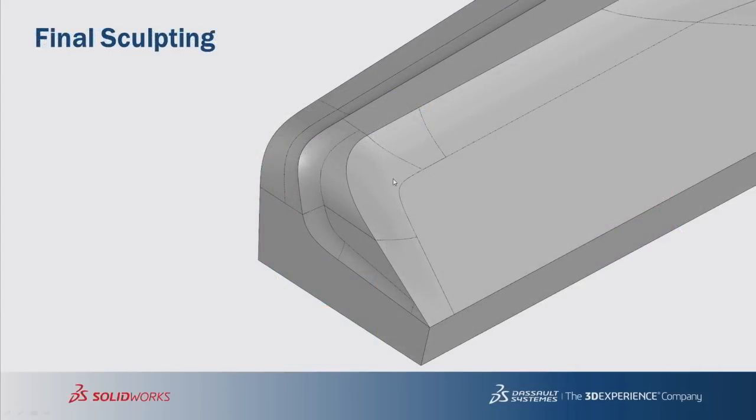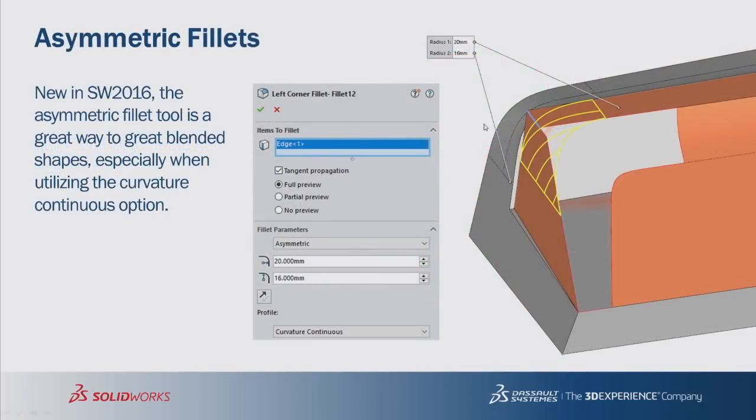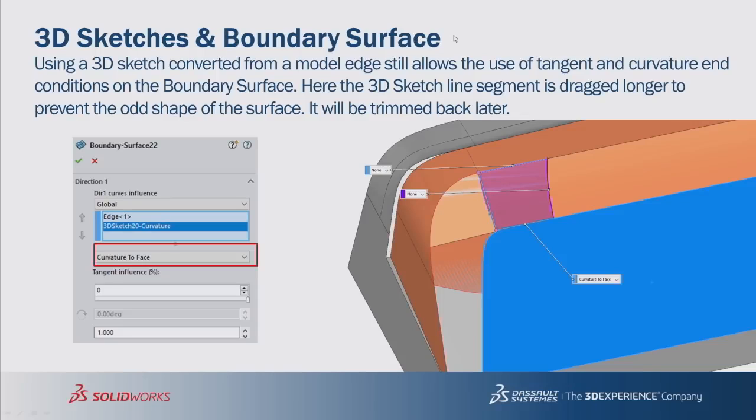And the final sculpting, take a look at this. We needed to add some material. Why are we adding material? Well, A, I needed a little bit of material to sculpt with, and B, I needed to generate that new edge that wasn't there before. So instead of using split line, just extrude into the model. That asymmetric fillet, new in SolidWorks 2016, is useful for creating more sculpted transitions that look a little bit different rather than just a standard equal fillet.